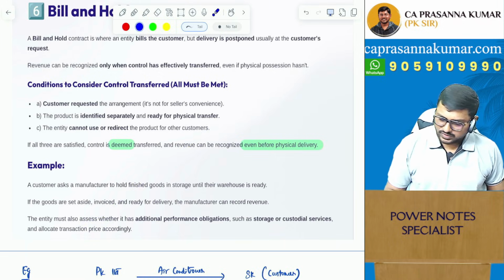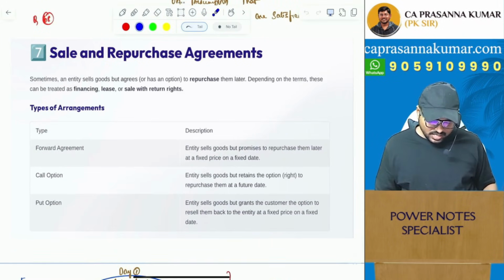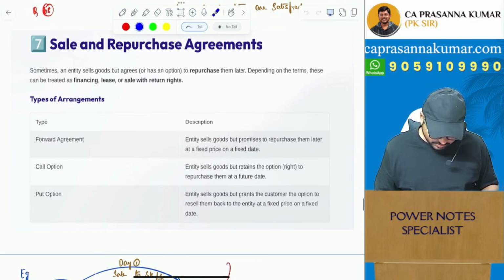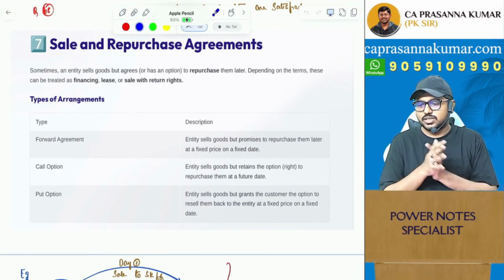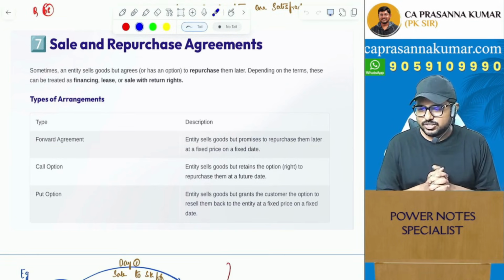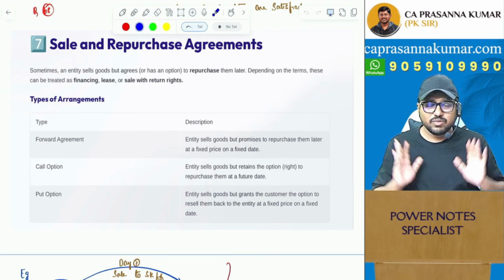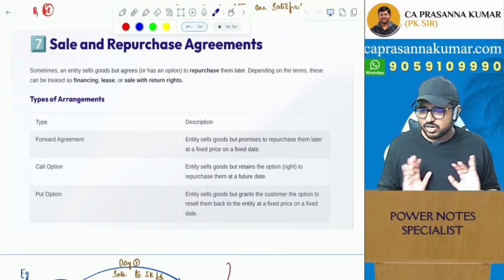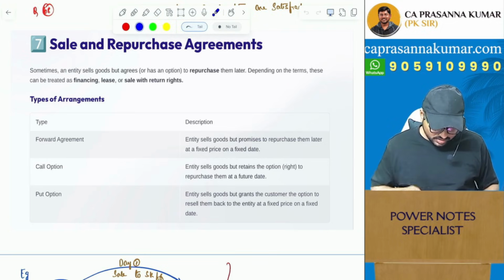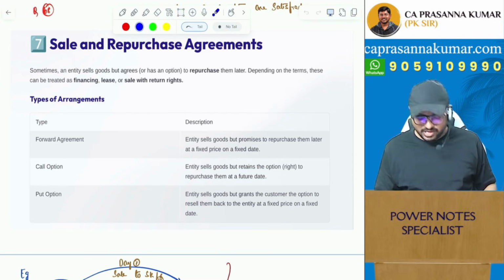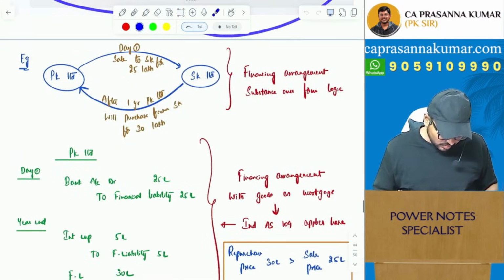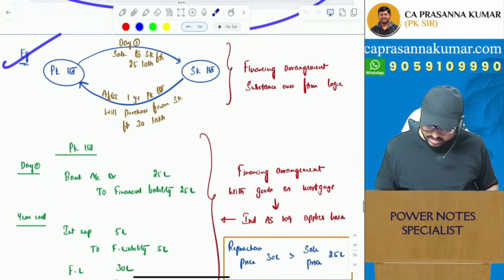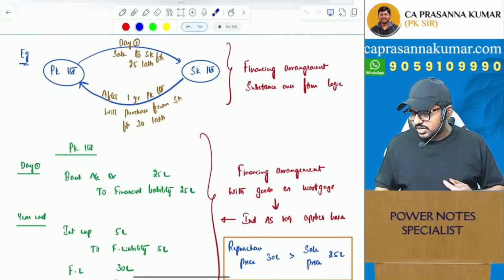Are we done? Chalo. Sale and repurchase arrangements, agreements, as the case may be. This is not something new, Nana. We have already seen this in the financial instruments chapter. Once I start discussing this, you will automatically understand that this is not something new. Chalo, come to the example. Through the example, we'll try to understand. If you guys are ready, we'll start.